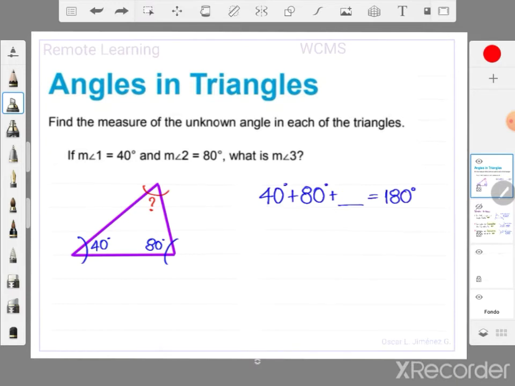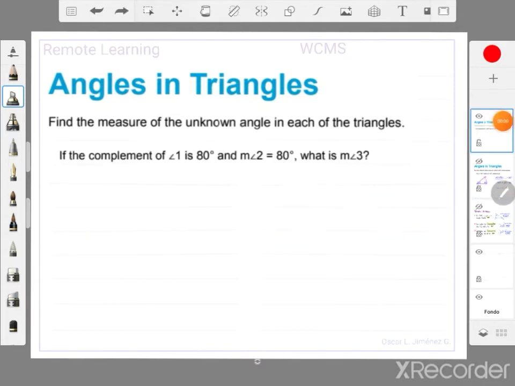Now, what is 40 plus 80? Very good, 120. And now the question is, which number added to 120 equals 180? Okay, good job. This is 60 degrees. So the measure of the angle number 3 equals 60 degrees. Okay, good job. Now we are going to solve a different exercise, okay?